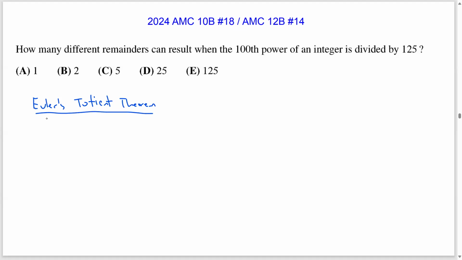So what Euler's totient theorem says is that we're going to let a and m be relatively prime integers. And we'll assume that m is positive. So what Euler's totient theorem says is that if a and m are relatively prime integers, then a to the totient of m is congruent to 1 modulo m.